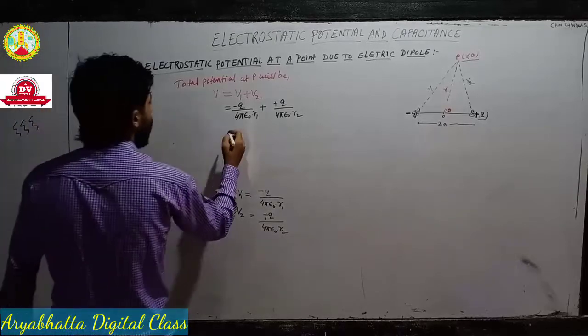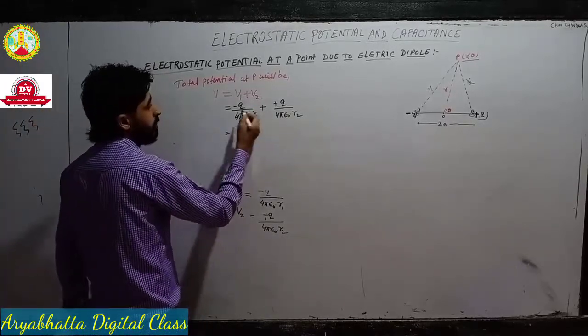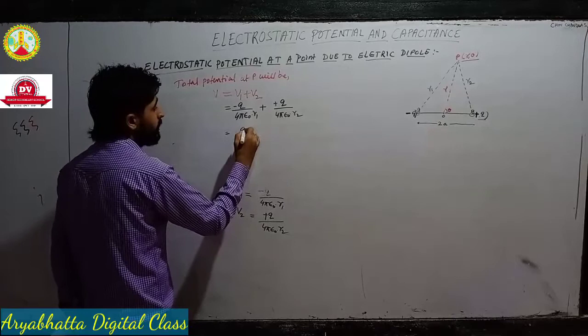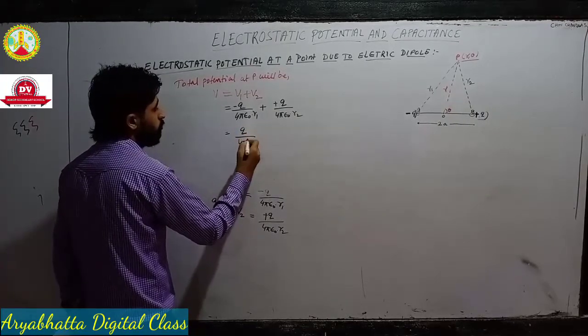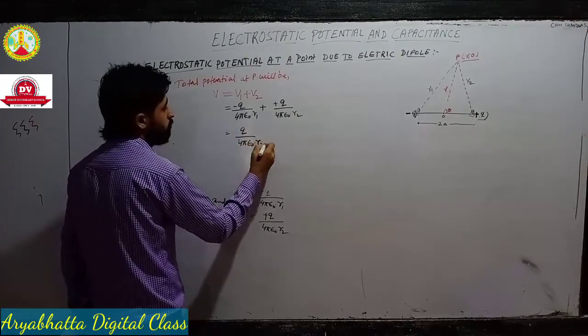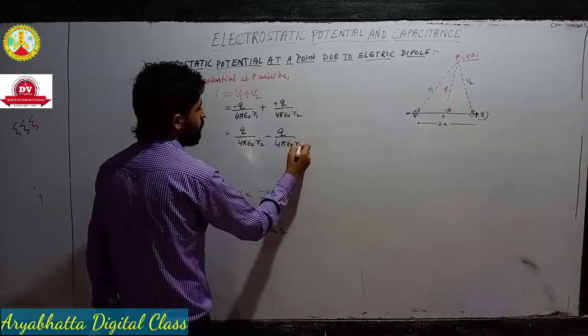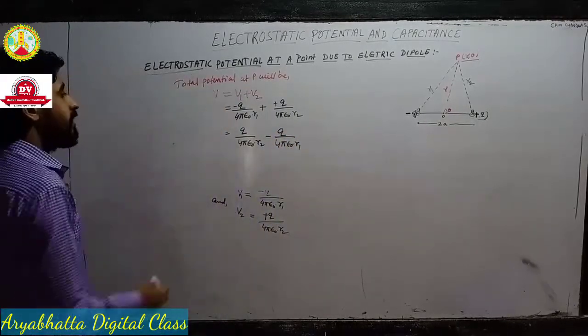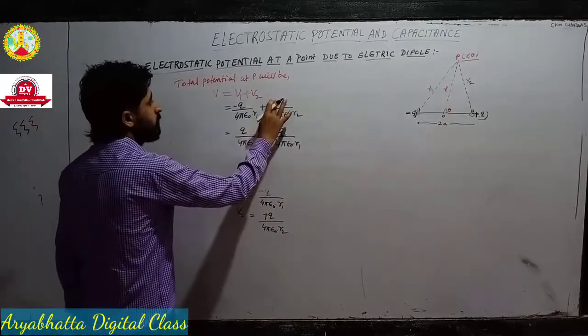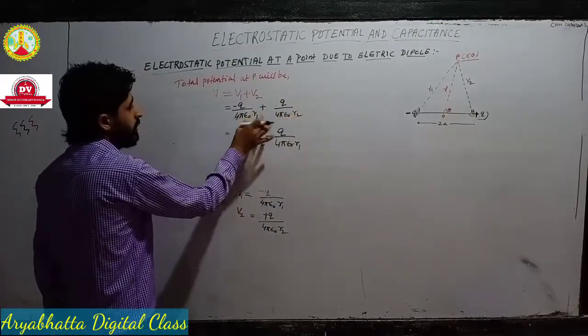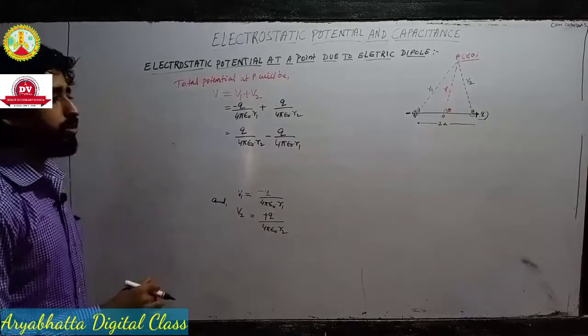So see here, if you arrange this, may I arrange this as Q by 4 pi epsilon naught into R2 minus Q by 4 pi epsilon naught into R1. Can I solve like this or not? I have just taken this here and this as here. So it looks easy, right?